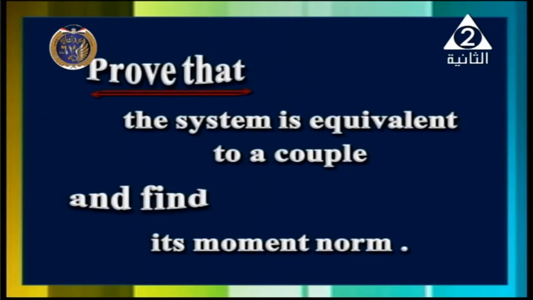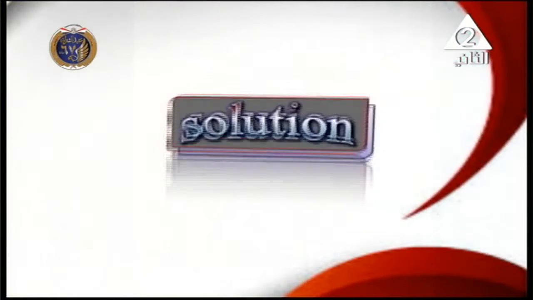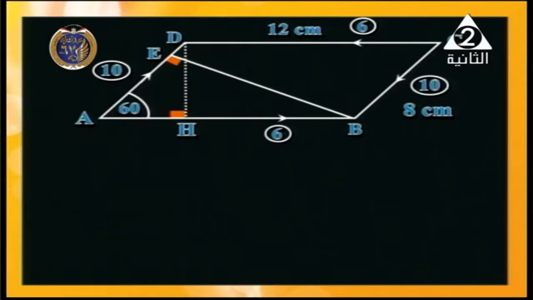How to prove that, my dear student? The system is equivalent to a couple if R equals 0 and the moment does not equal 0. Look at the solution. ABCD is a parallelogram. Look at the two forces 6 and 6 on AB and CD. These form a couple. Also the forces 10 and 10 act in the CB direction and AD direction. Angle A equals 60.